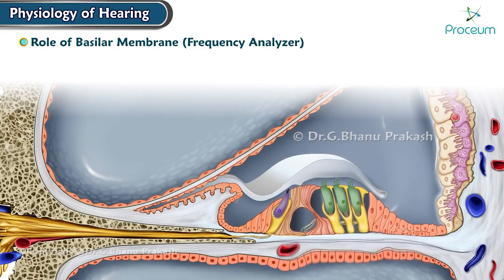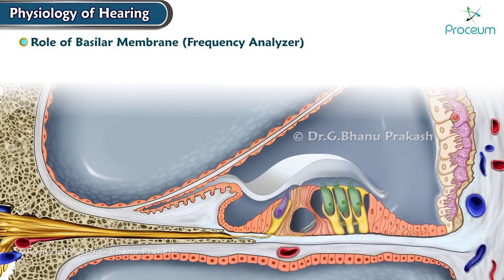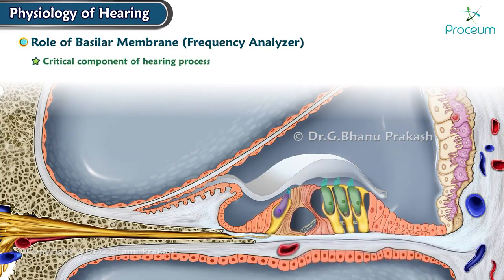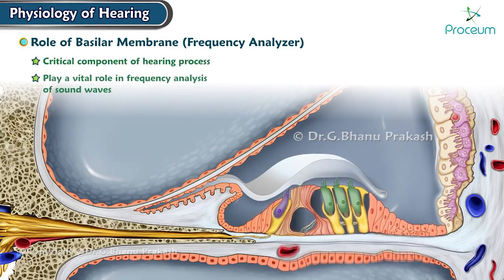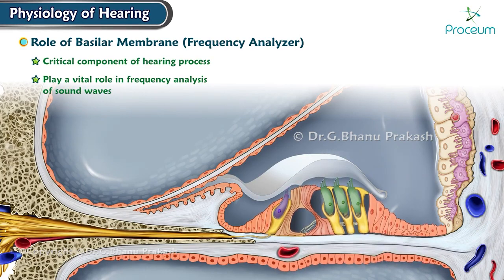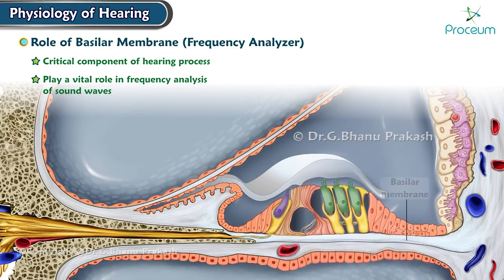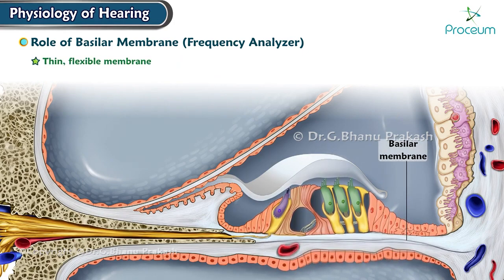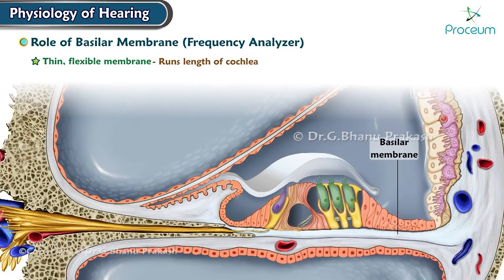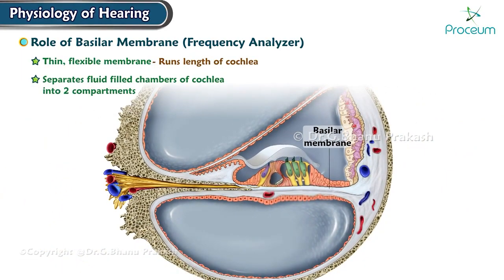Role of basilar membrane in hearing process. The frequency analyzer. The basilar membrane is a critical component of the hearing process, playing a vital role in the frequency analysis of sound waves. The basilar membrane is a thin, flexible membrane that runs the length of the cochlea and separates the fluid-filled chambers of the cochlea into 2 compartments.